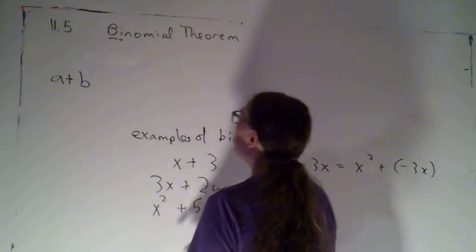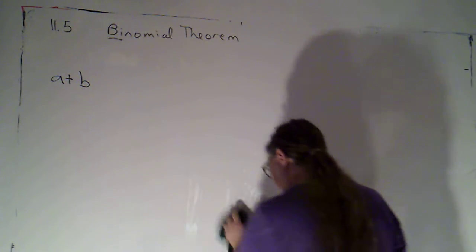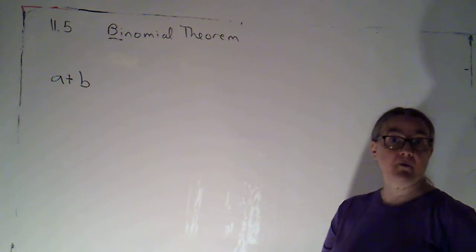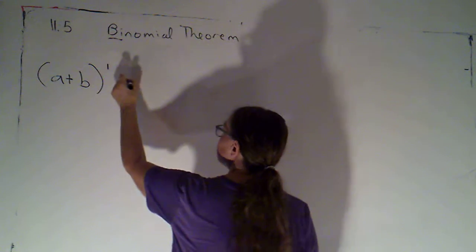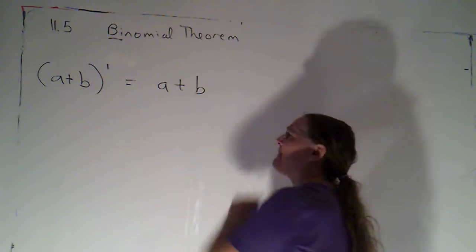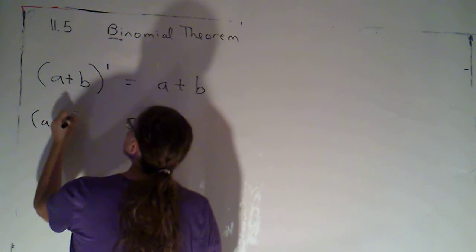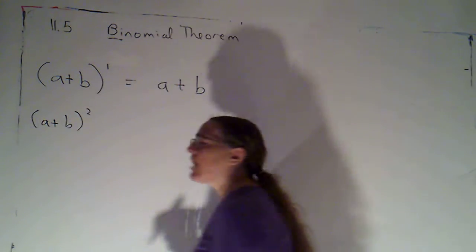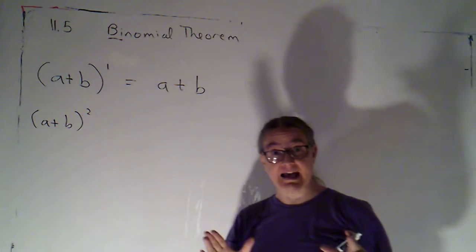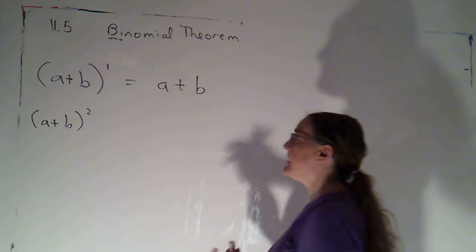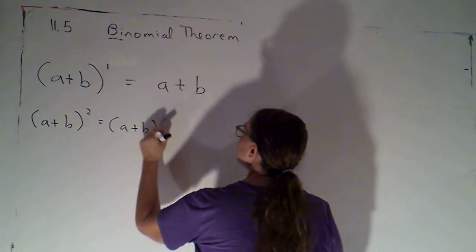Now, what the binomial theorem does for us is it gives us a shortcut for evaluating powers of a binomial. So a plus b to the first, well, I don't really need a shortcut for that. That's just a plus b. A plus b squared. Here I need to remember that exponents do not distribute over addition. So that's not a squared plus b squared. That is two factors of a plus b multiplied out.